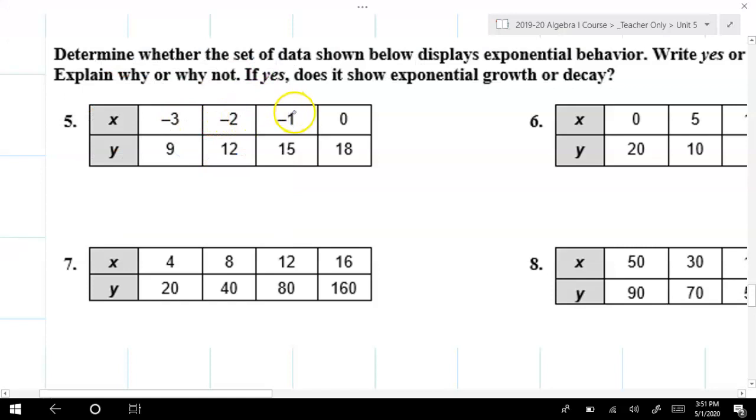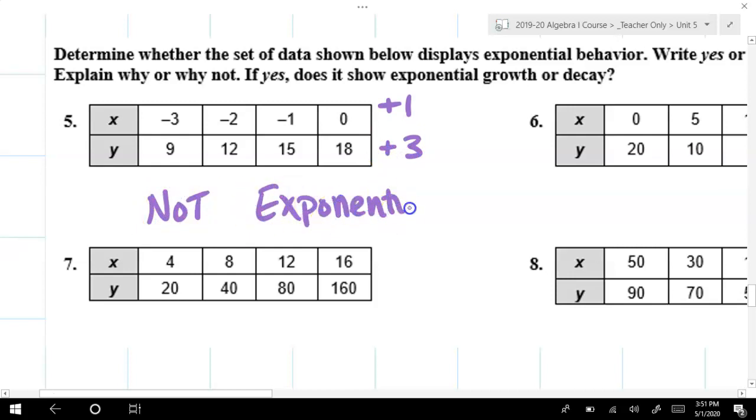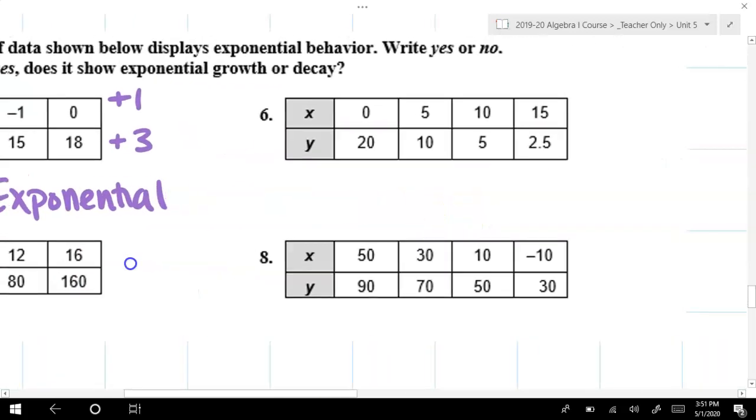So to get from x to x, it looks like we are adding 1. So good there. To get from y to y, we are adding 3. So this is not exponential. In fact, it's linear.